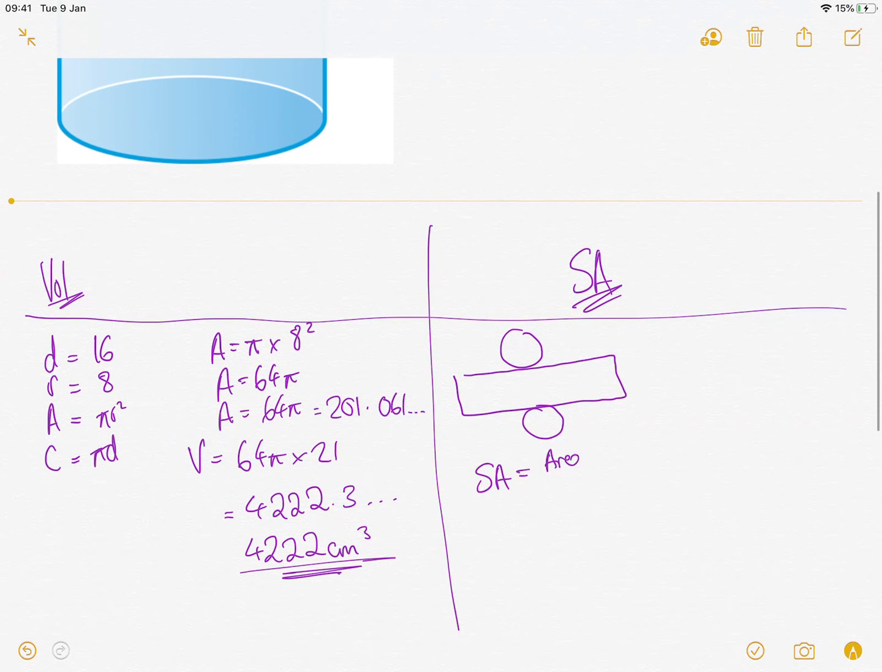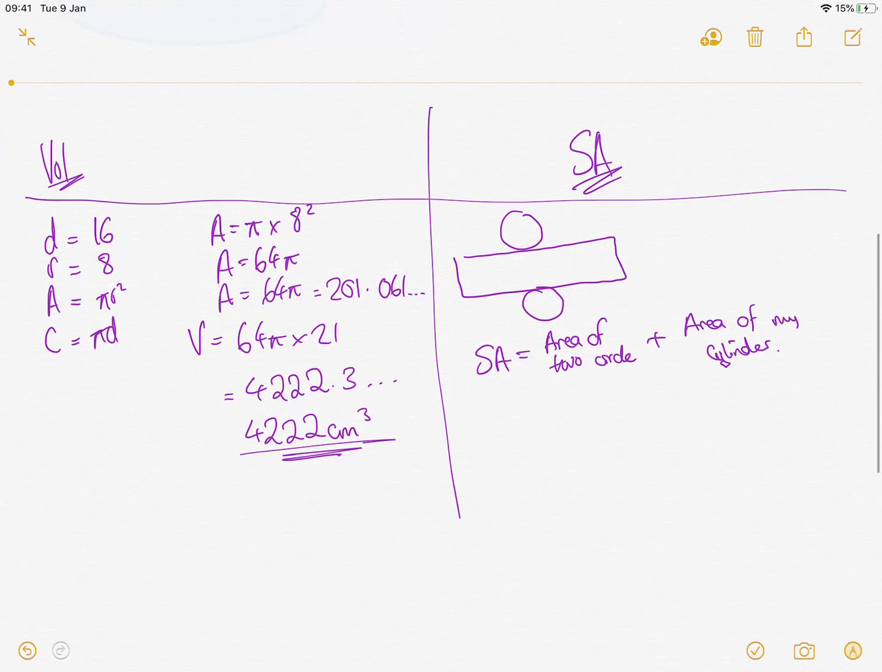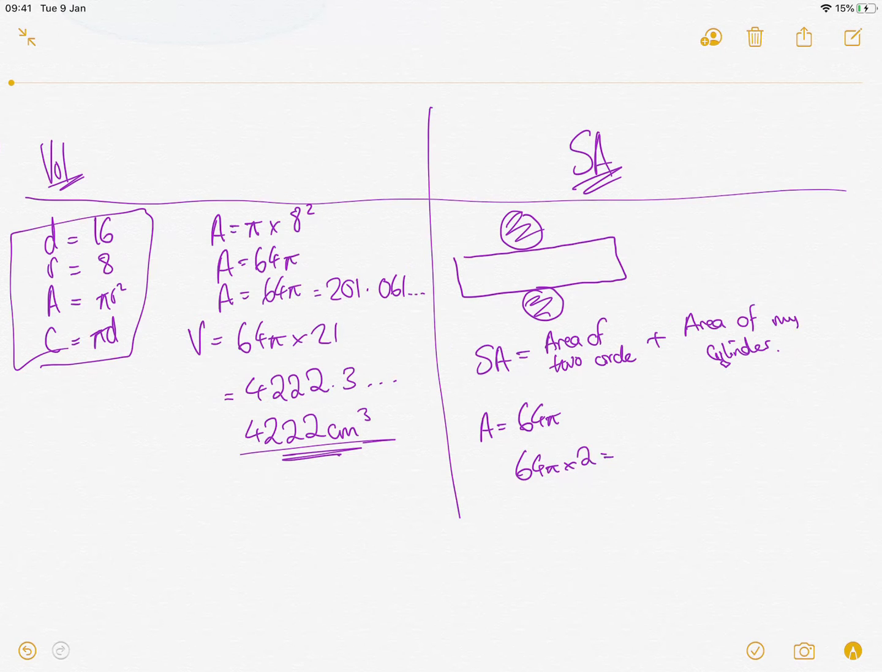So surface area equals area of the two circles on either end plus the area of my cylinder. So let's get the area of the two circles first. We've got our DRAC written over here, so I'm just going to use that again. But if it was a separate question, I'd write out DRAC again. So area I know is 64 pi, and then because there's two circles either end, there's one here and one here, I need to times that by 2, which would get me 128 pi. I'm just going to leave it in terms of pi now.